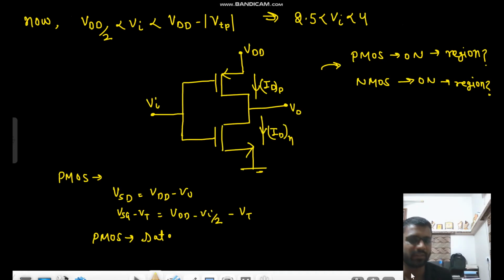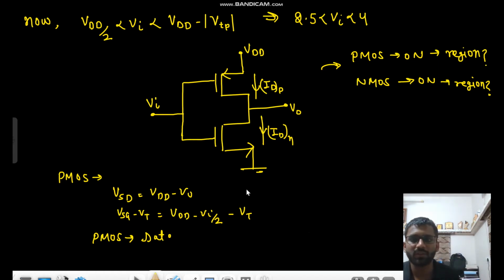And simply by concept as well you can see, right? If the current is increasing, VSD has to increase. And if VSD has to increase, that means V naught has to go low. And if VSD is increasing, that means PMOS goes to saturation region. And if V naught goes low, that means your NMOS goes to linear region.